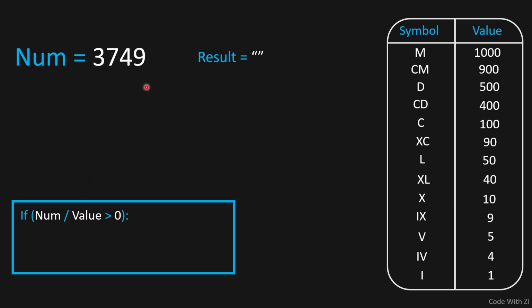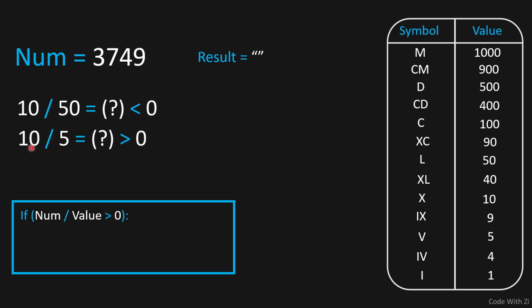is it gonna be greater than 0? For example, if our number here was 10 and our value was 50, 10 divided by 50 is smaller than 0. And that's because this 50 is bigger than 10. So when we divide 10 by 50, the result is gonna be less than 0. But if we divide 10 by 5, the result is gonna be greater than 0 because this 5 is smaller than this 10. So this is what we mean here. We're saying if the number divided by value is bigger than 0, do the following.